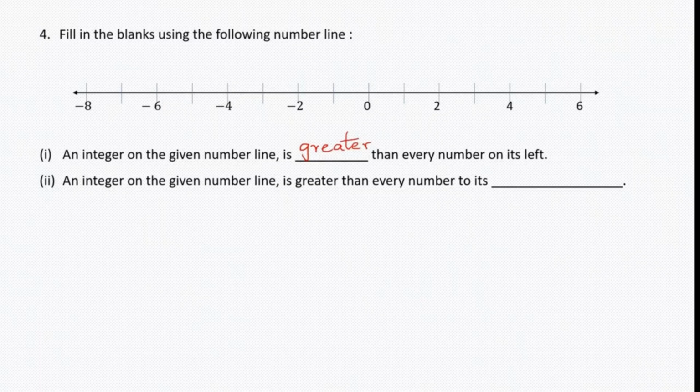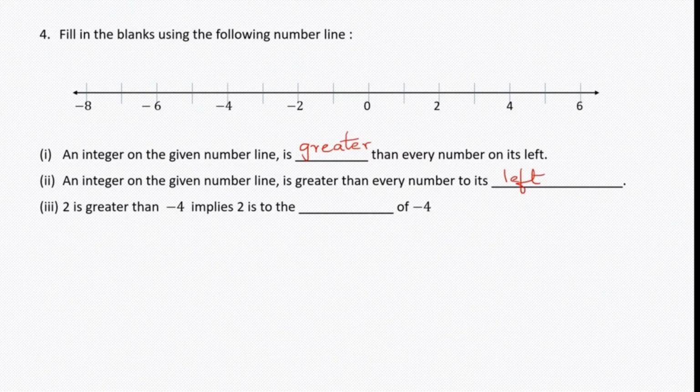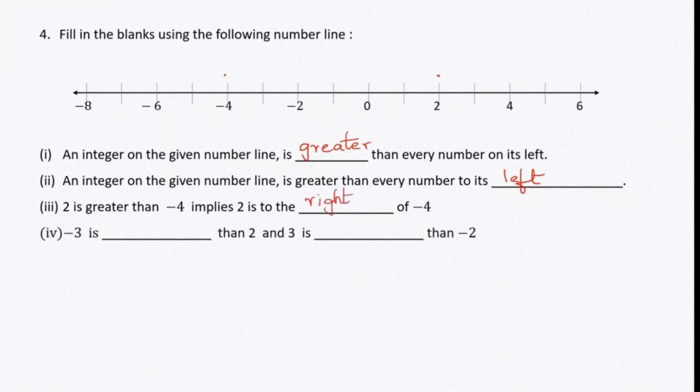An integer on the given number line is greater than every number to its left. Okay, it's greater than every number to its left. 2 is greater than -4. Can you see there? 2 is here and -4 is here. 2 is greater than -4 implies that 2 is to the right. Okay, 2 is to the right of -4. It's on the right side of -4.